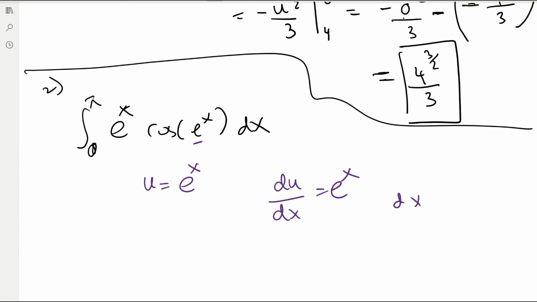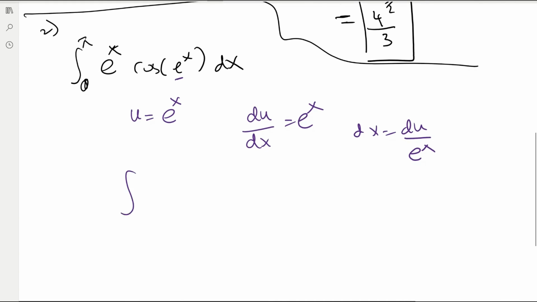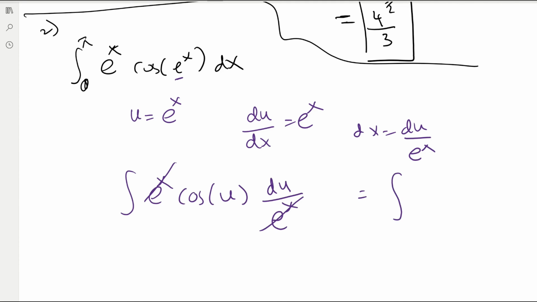So then dx is du over e to the x. So our integral is going to be e to the x cosine of e to the x, which is u, and dx is du over e to the x. These two e to the x cancel out. So then we are going to get cosine u du.